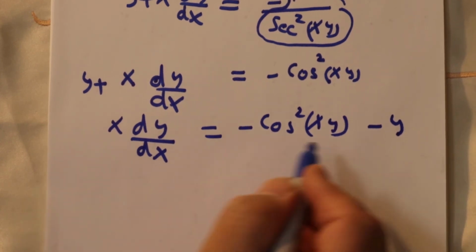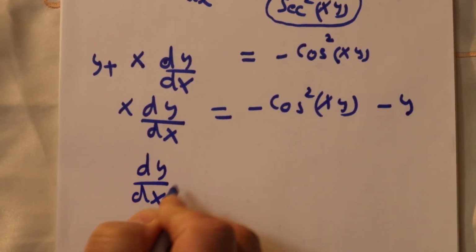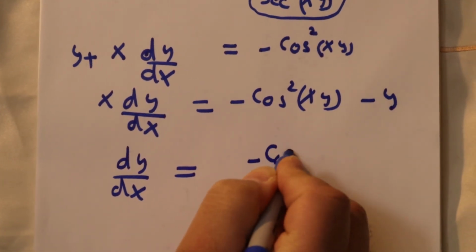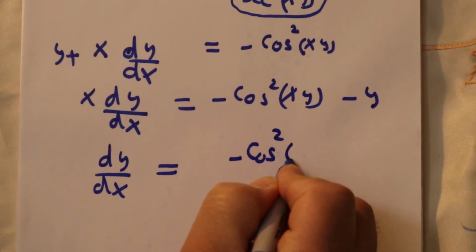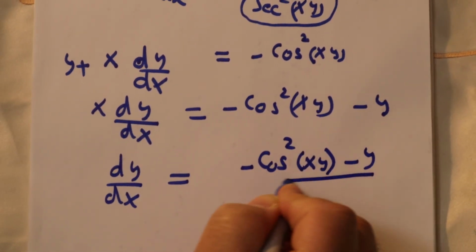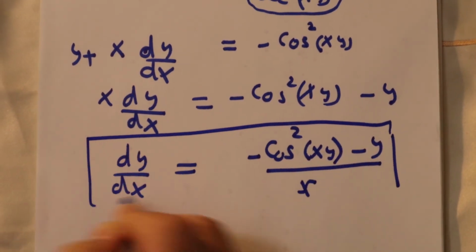Finally, you're going to divide both sides by x. So to separate dy over dx, dividing by x, it will be negative cosine square of xy minus y, divided by x. And this is the final answer.